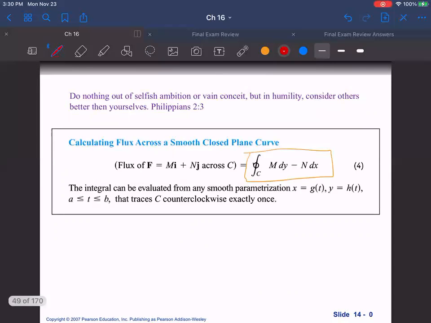All right, one second here. All right, sorry about that.